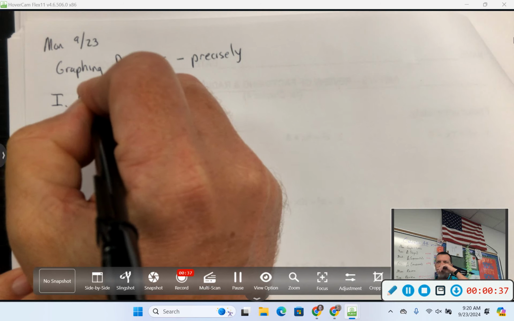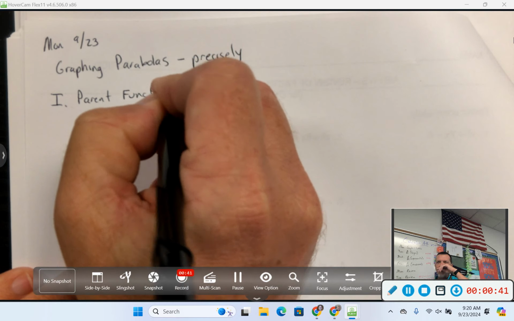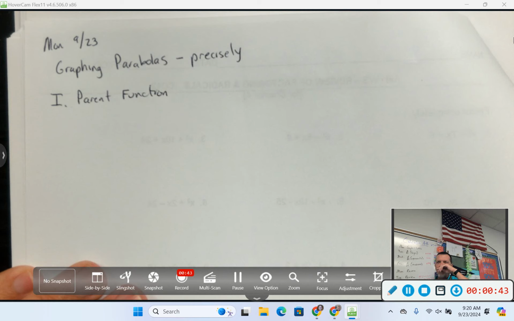So we're going to graph the parent function first, talk about a few things. And then we'll talk about how to do it with transformations. Now, we've already done transformations, so that shouldn't be too hard.